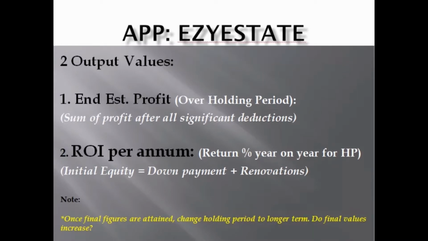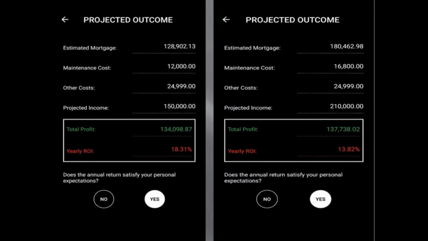Now, once final figures are attained, change holding period to a longer term. Do final values increase? What does this mean? We'll get into this in the very next slide. So here you see the projected outcome, the values which the app calculates for you. So ignore the one on your right hand side for now. Let's focus on the left. Based on a 5-year holding period, these are the values which the app calculates for you. Your total profit and your yearly ROI, you can see over there, 134K and 18%. So this is the figure, and this is what you would get after 5 years based on the inputs which we have shown you earlier.